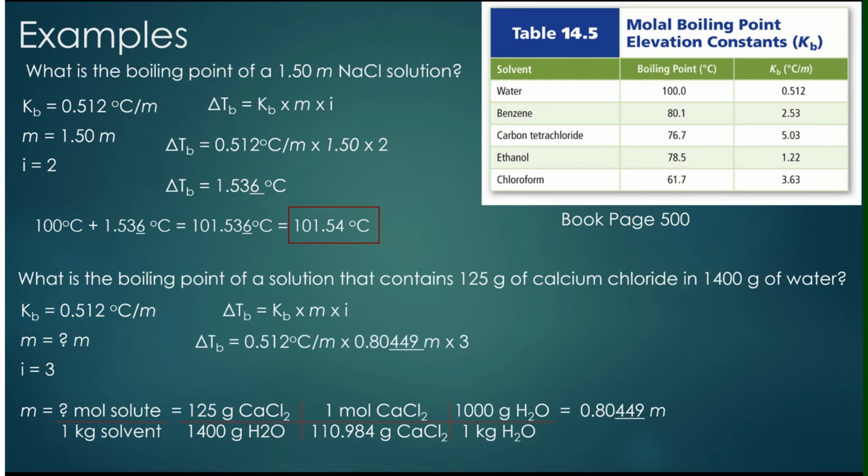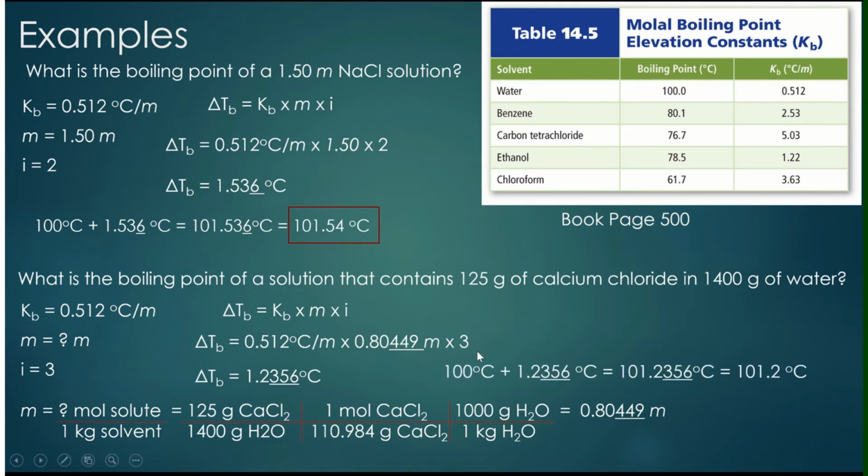And now we've got the information we need to solve with our equation. And I've CDUD'd here, carry digits, underline digits. And I find my change in boiling point to be 1.2356 degrees Celsius. Again, just 2 digits, going back to the 1,400 grams of water. So that left me with 2 digits there. Again, I'm going to CDUD all the way till the end and end up with a change of 101.2 degrees Celsius, my new boiling point of this solution.